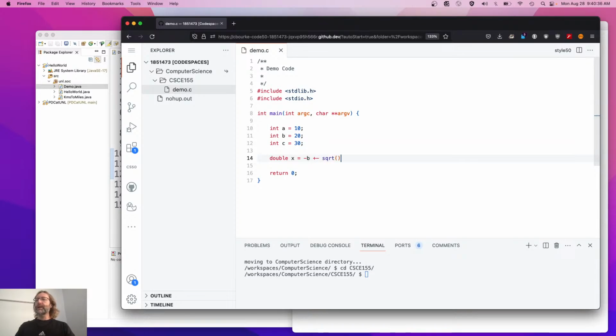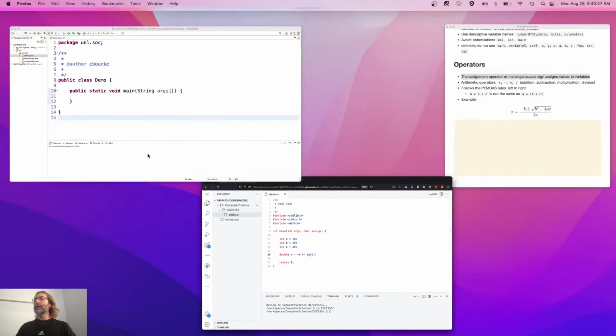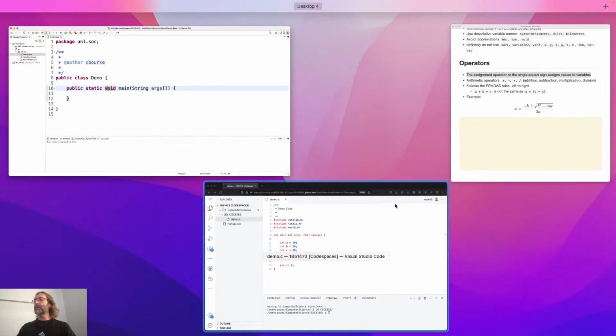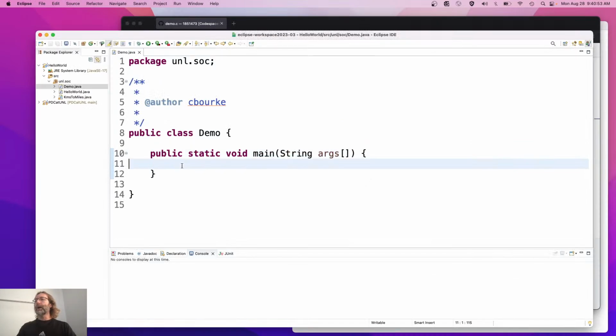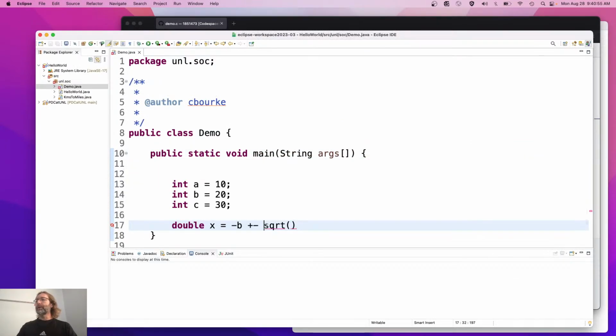SQRT. There is a math library function, and if I'm going to be using math stuff, what do I need to bring in? The math library. SQRT is short for square root. Over here in Java, I'm going to be translating this in a moment. It's going to be a little bit different. There is no square root function on its own because it's in the math library, just like this was in the math library. Instead, it's going to be math.sqrt.